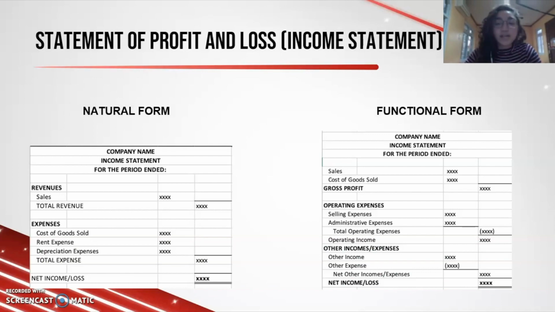So shown in this slide is an example of the two formats. On the left is the natural form. As you can see, revenues and expenses are listed together. On the right side is the functional form. Expenses are categorized into operating and other income and expenses, wherein operating is further classified into selling and general expenses.